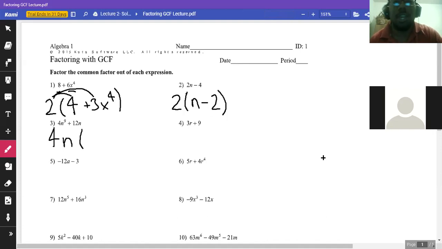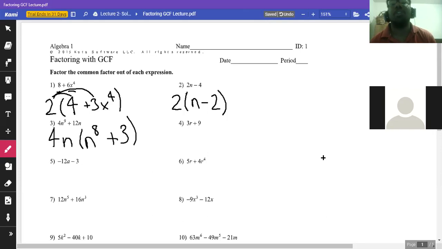And into the 8th. And 8. And then 4n times 3 would get me 12n. All right, let's do through, say, number 6. Then we're going to move on to the next type of factoring.